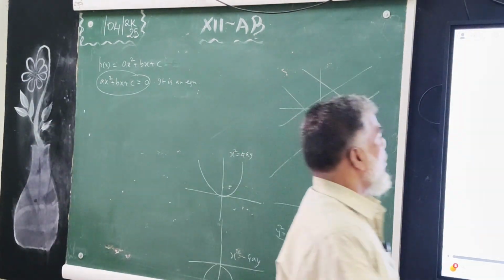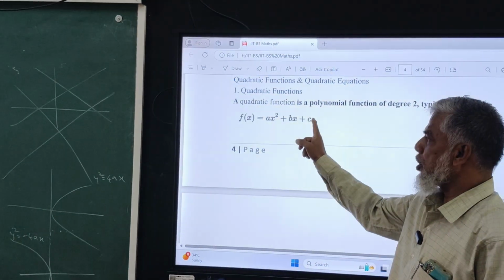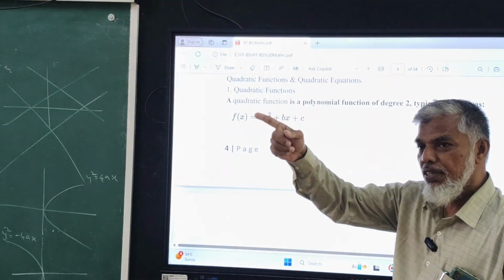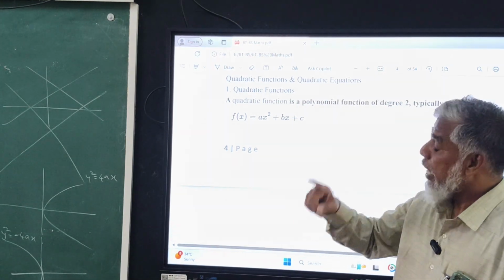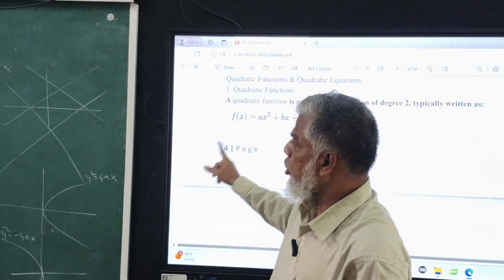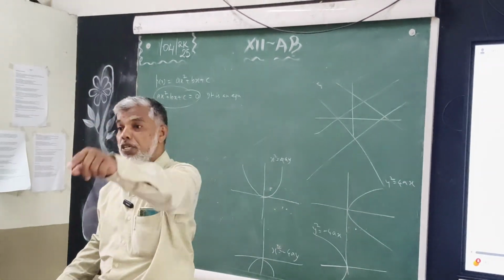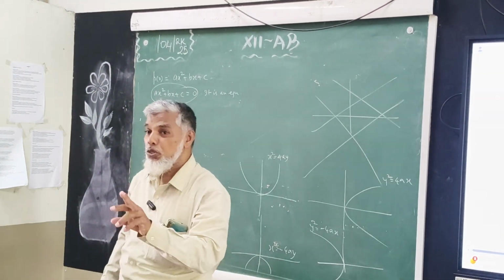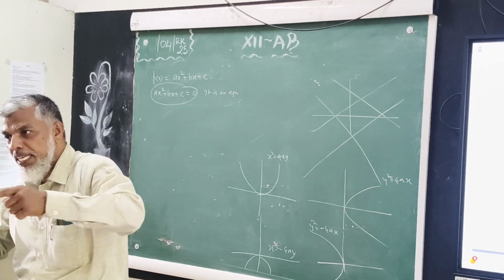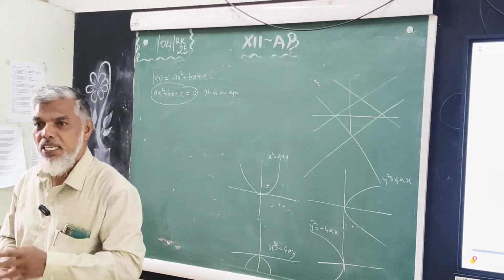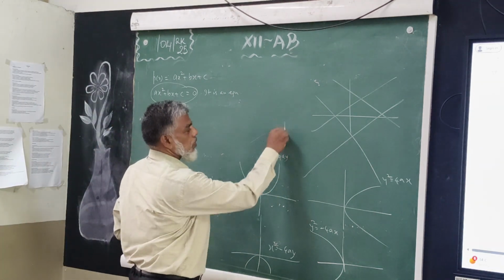Now, a quadratic function is a polynomial function of degree 2, because ax square plus bx plus c. Degree 1, what is the graph? Line. Degree 2, parabola. That means because of the x square term, this will cross the x-axis 2 times. It will cross the x-axis 2 times. How? Likewise.